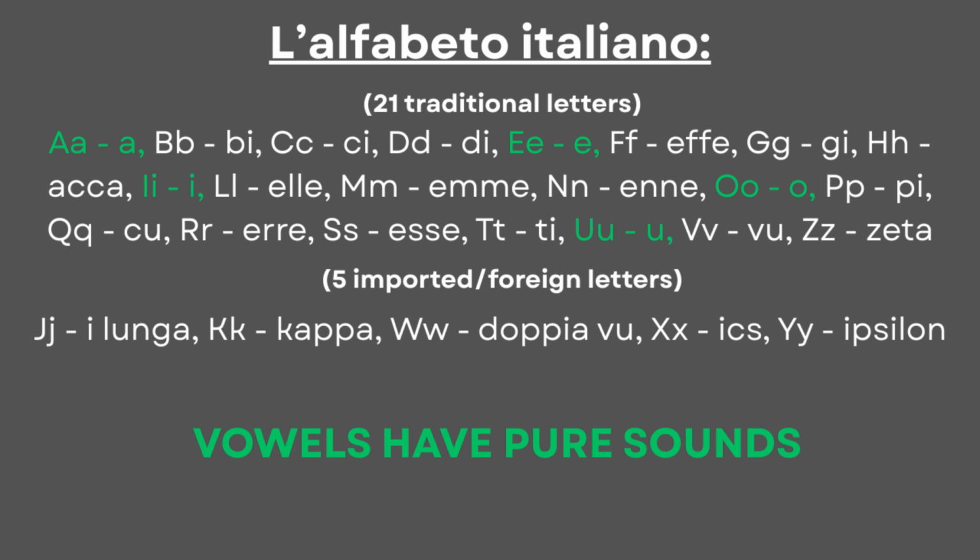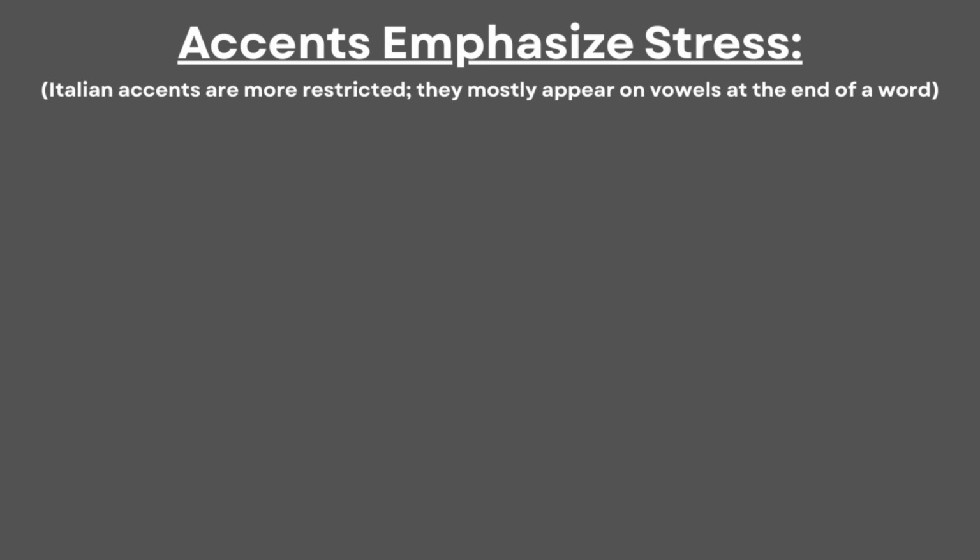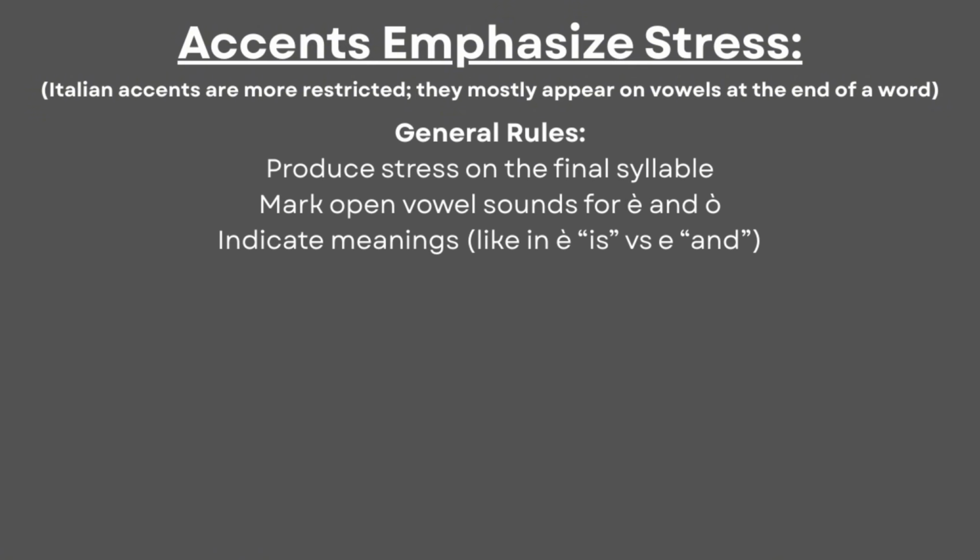Vowels have pure sounds, and they do not deviate as in English. Now, we can take a look at accents, which are very important to know in the language, because they emphasize stress in any word. The general rules for accents are that they produce stress on the final syllable of a word, mark open vowel sounds for e and o, and indicate the meaning in words.